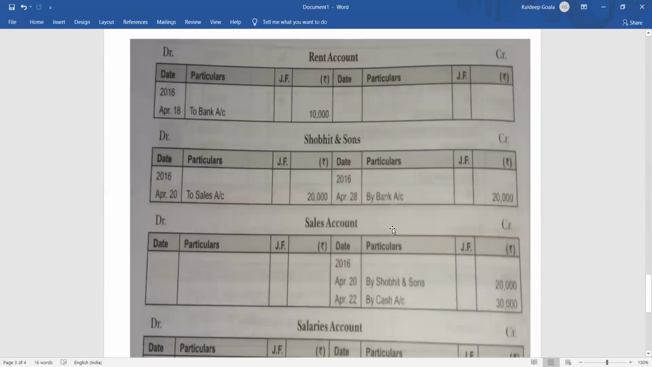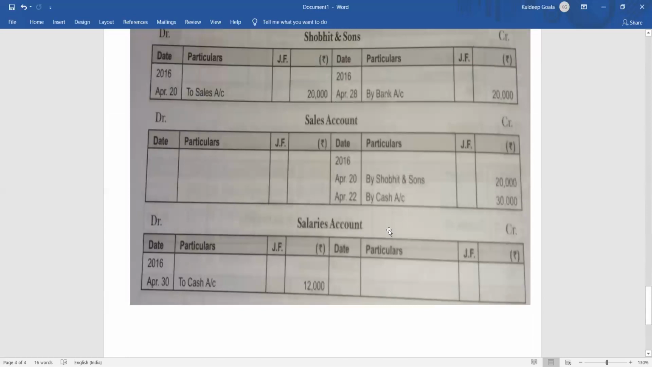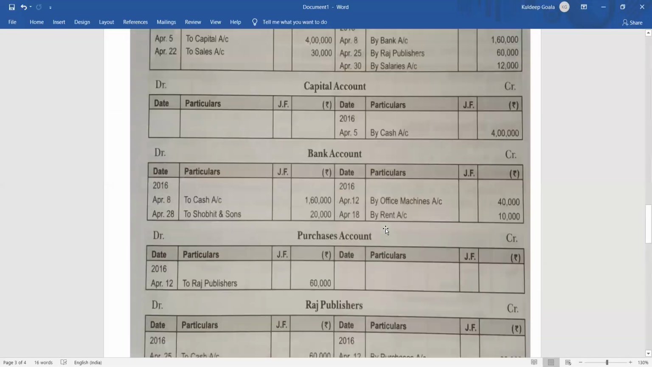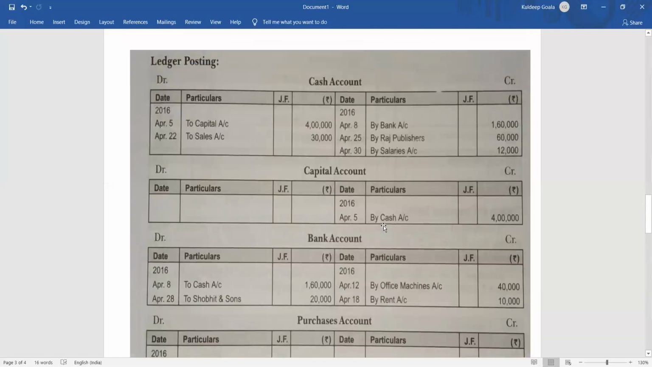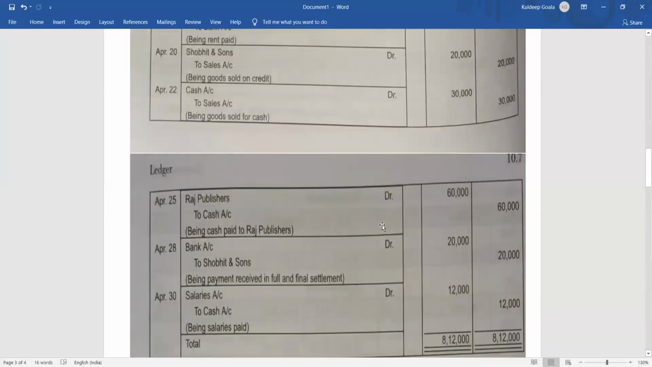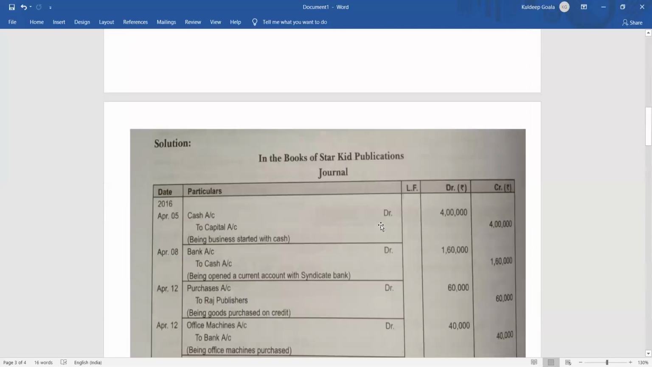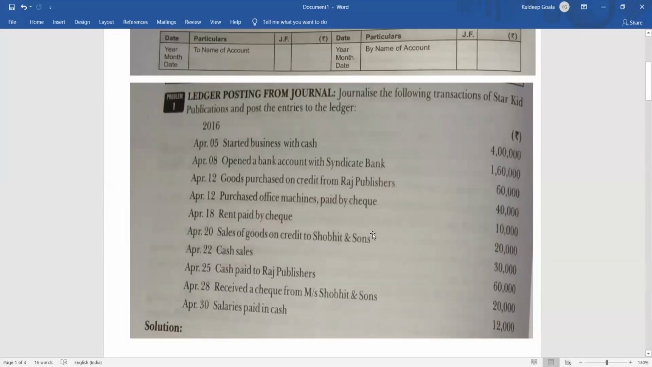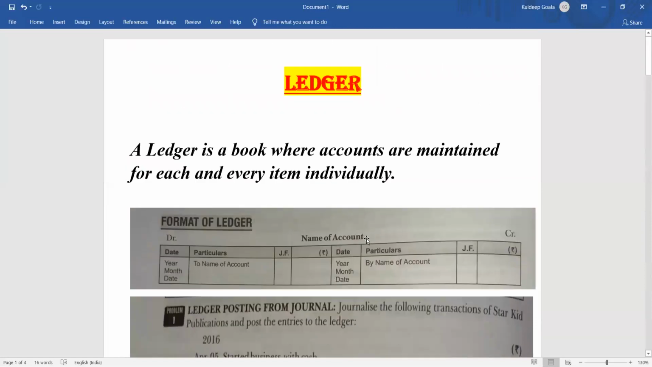Okay, this is the second page of ledger, this is the first page of ledger. Okay, this is the journal entry second page, this is the journal entry first page, and this is the question, this is the introduction. Okay, I hope all of you understood.